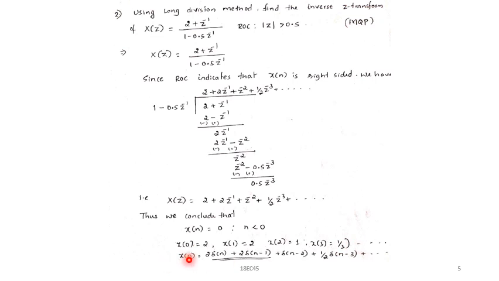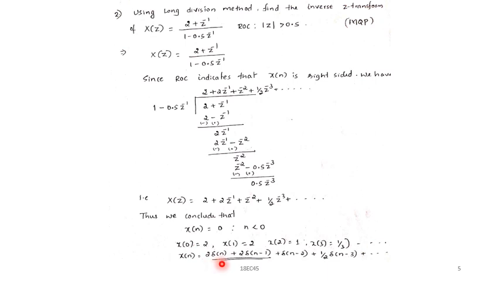Therefore, if I take the inverse transform of this equation, I'll get 2 into delta of n, because you know that the z transform of delta of n is 1, and the inverse transform of 1 is delta of n. So I can write x of n is equal to 2 into delta of n plus 2 into delta of n minus 1 plus delta of n minus 2 plus 1 by 2 into delta of n minus 3, and so on. So this is the inverse transform of the given x of z.